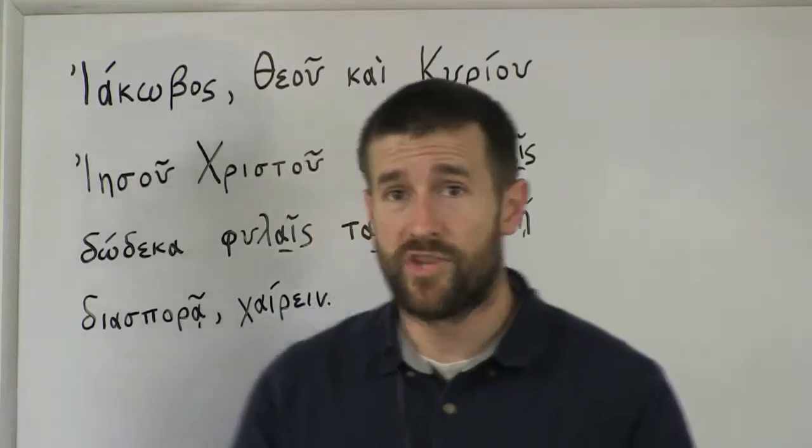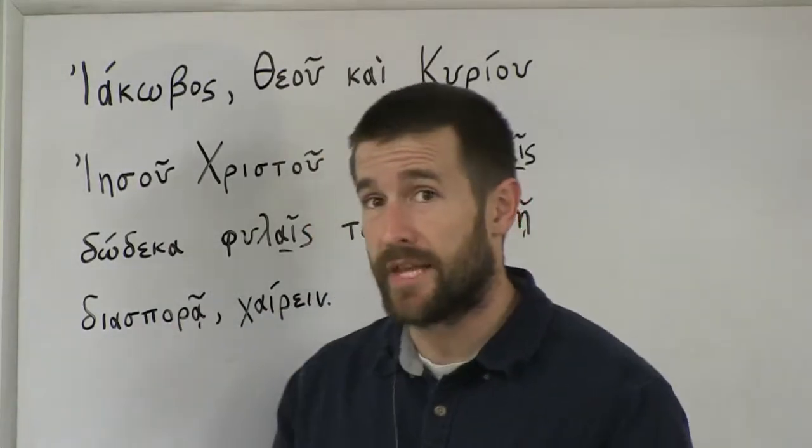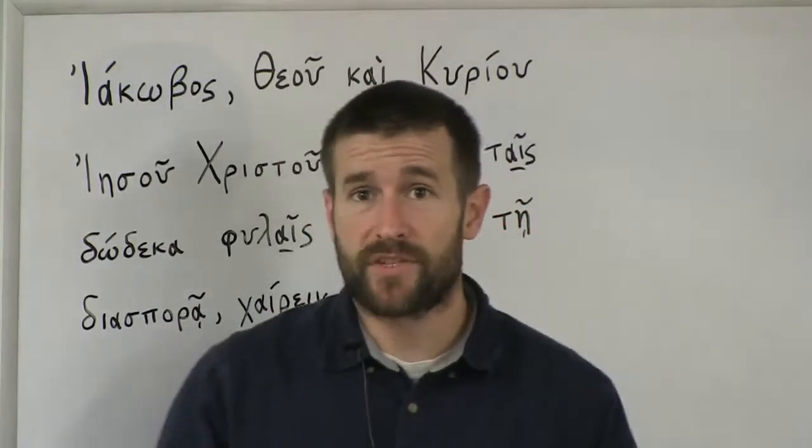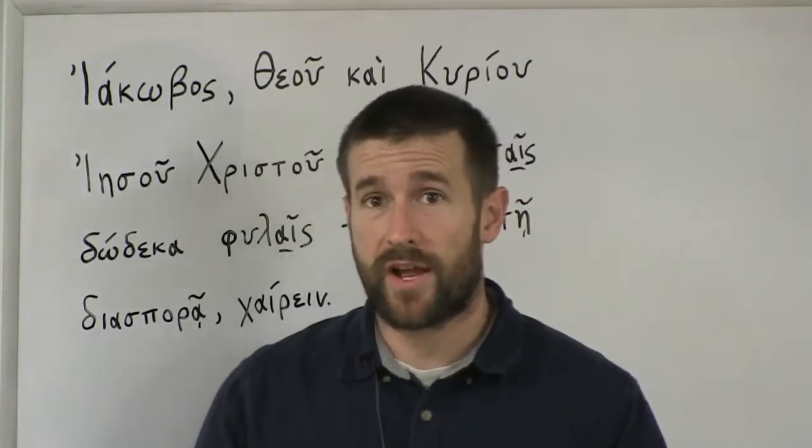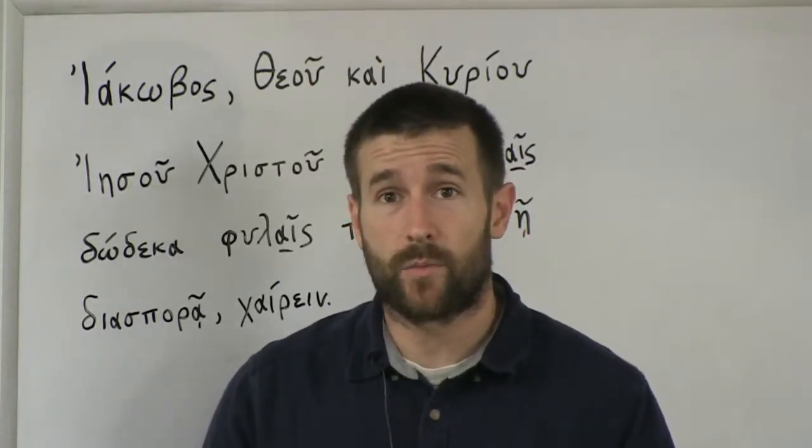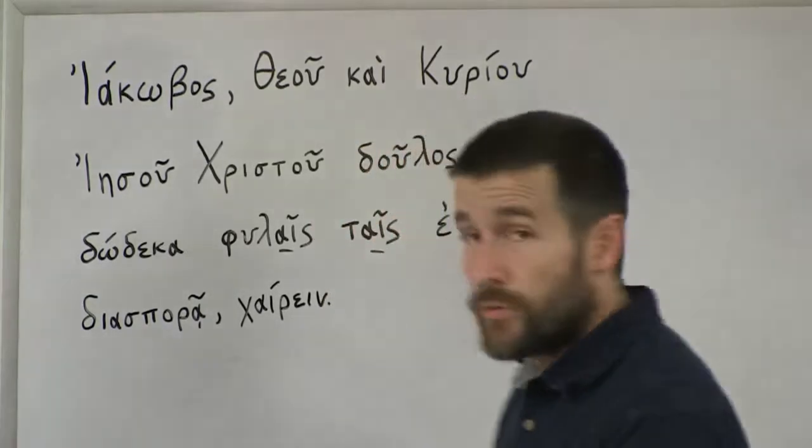Today I want to go over with you James 1:1 from the Greek New Testament. In English, this verse says, James, a servant of God and of the Lord Jesus Christ, to the 12 tribes which are scattered abroad, greeting. Now let's go through this word by word.